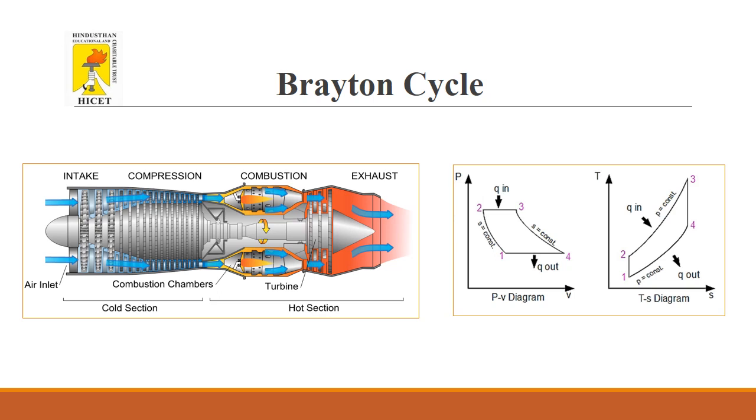So a gas turbine engine can be separated into two sections. One is the cold section and the other is the hot section. The cold section consists of intake and the compressor, and the hot section consists of combustion chamber, turbine and the exhaust nozzle. All these components are connected through a shaft.